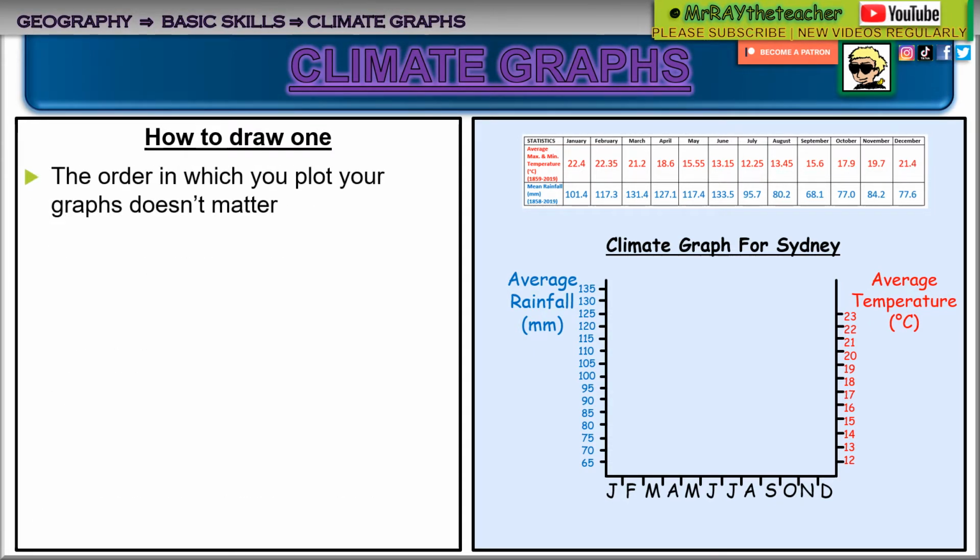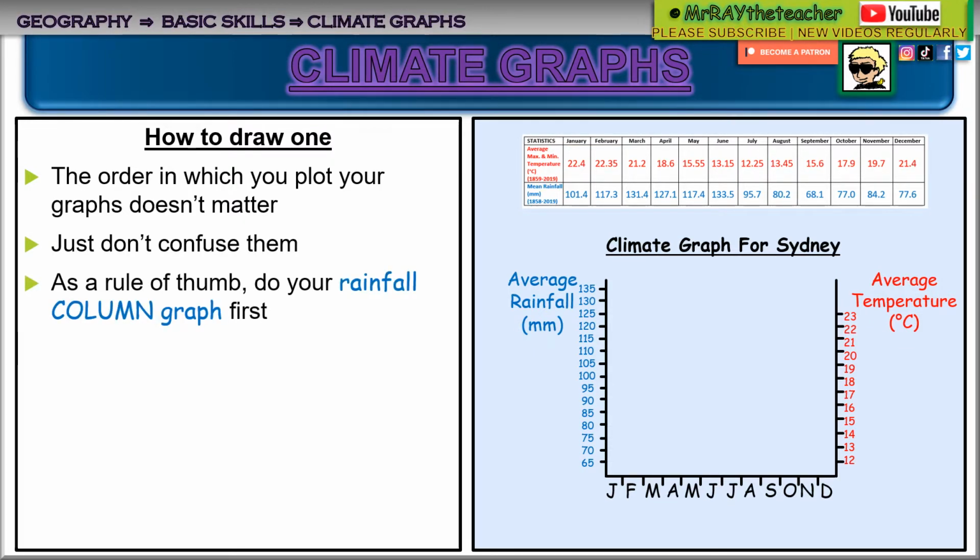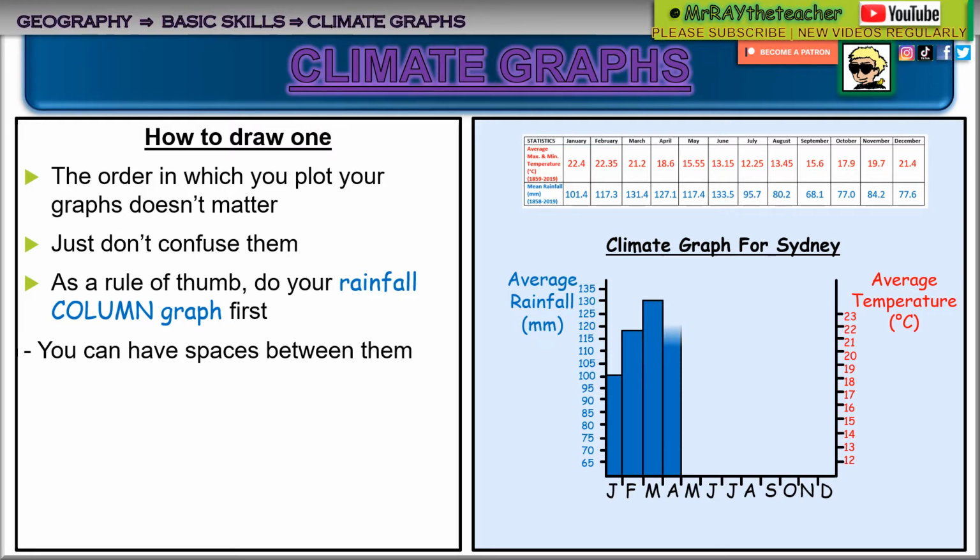How to draw one. The order in which you plot your graphs doesn't matter, just don't confuse them. As a rule of thumb, do your rainfall column graph first. If you've got a blue pen, use blue. If you've got a red pen for the temperature, use red. You can have spaces between the columns. I personally don't put them there, but you can. So here we go, put the columns there.